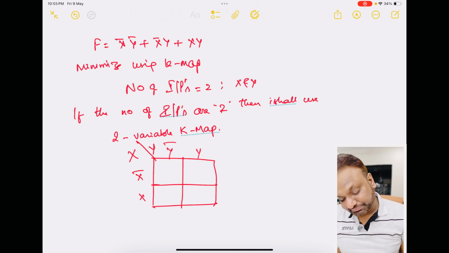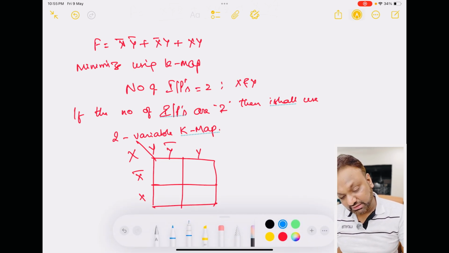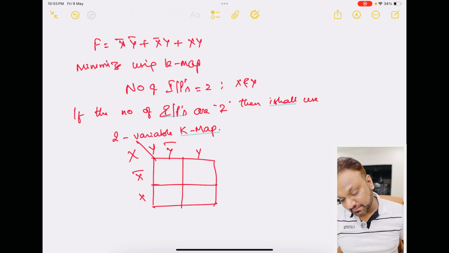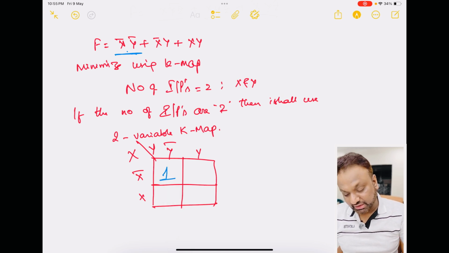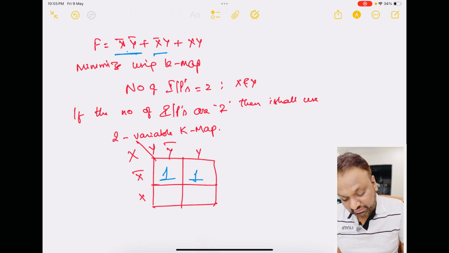Now let us try to plot this one, and then we will try to map. First I have x bar y bar, so the combination is here, x bar y bar. Similarly I have x bar y, which is nothing but a 1 here. Wherever you have this one, you put it as a 1. And xy equal to 1.